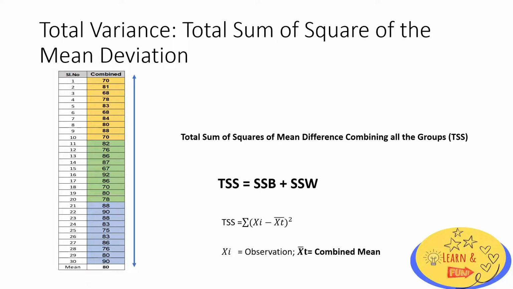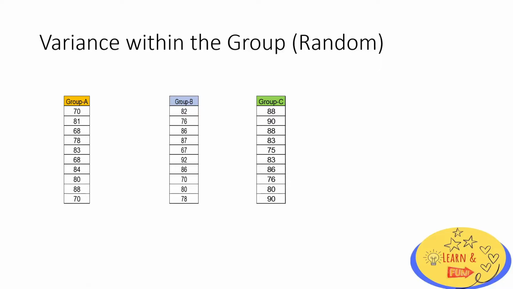Now variance within the group. Typically in our data you can see that everybody has not got the same mark, right? So you see in group A, the students scored 70, 81, 68 and something like that, and the variation or variability comes because of these different numbers, and this is true for all other groups as well, right? As a result the mean is also very different, right? So this is how we can calculate the variance within the group.